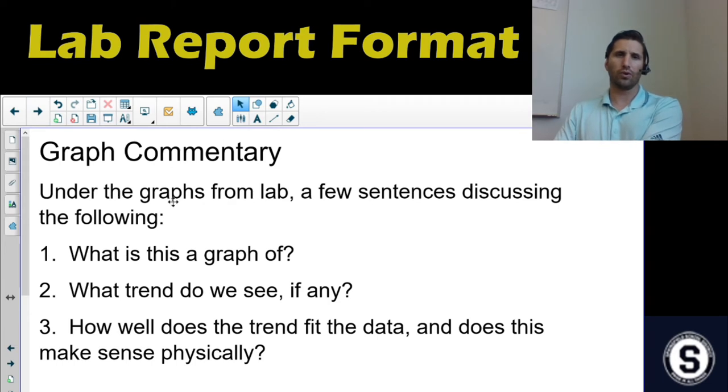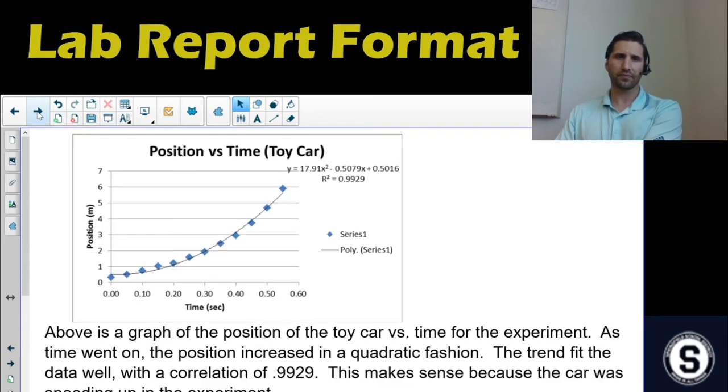Okay, so under the graphs from a lab, write a few sentences discussing the following. This is what you want to focus on. What's this a graph of? What trend do we see, if there is a trend? How well does the trend fit the data? And does this make sense physically? Those are the things you should be commenting on underneath each graph. So I'll show you an example.